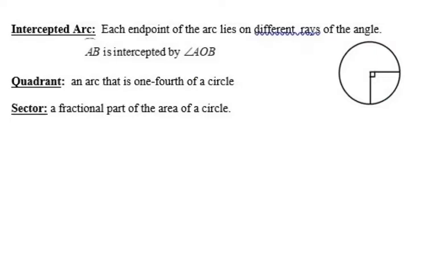A couple other new terms here are going to be an intercepted arc. And an intercepted arc is where each endpoint of the arc lies on different rays of the angle. And an intercepted arc is going to be where the angle touches the edge of the circle. So for example, if I was to take a look at this angle that's drawn here, which is a special one we'll talk about in a second, it is intercepting the circle at this point and that point. So therefore, I have this intercepted arc drawn here.